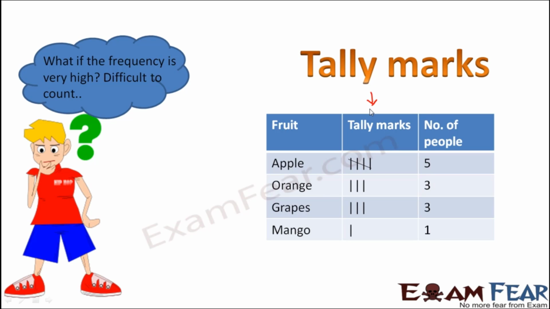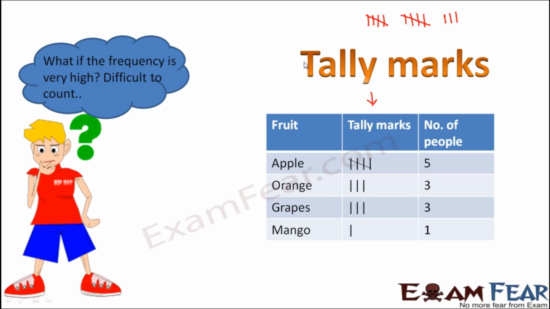In this column, the frequency which we had written as 5, 3, 3, 1 and so on, instead of writing them in numbers, we just keep drawing lines whenever we come across the same entry. And there is a specific pattern in which we draw these lines. Let's say we start counting how many times apple occurs. First time, second time, third time, fourth time. Now when it is the fifth time, we cross it. And again sixth time, seventh time, eighth time, ninth time, and on the 10th time we cross it. That is how we make the tally marks.